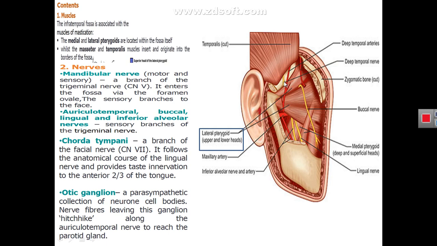The deep temporal branch of the mandibular nerve is projecting above the lateral pterygoid. The inferior alveolar and lingual branches of the mandibular nerve pass below the lateral pterygoid muscle, and the buccal nerve passes in between the two heads of the lateral pterygoid. Also below the lateral pterygoid is the maxillary artery. So below the lateral pterygoid are the maxillary artery, inferior alveolar nerve and lingual nerve. In between the two heads is the buccal nerve, and above the lateral pterygoid is the deep temporal nerve.